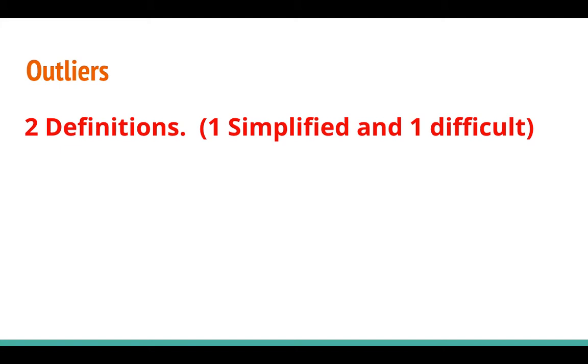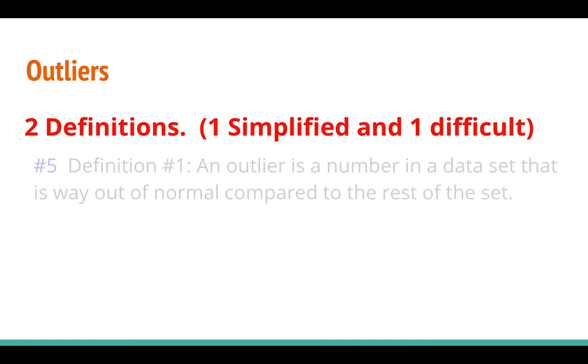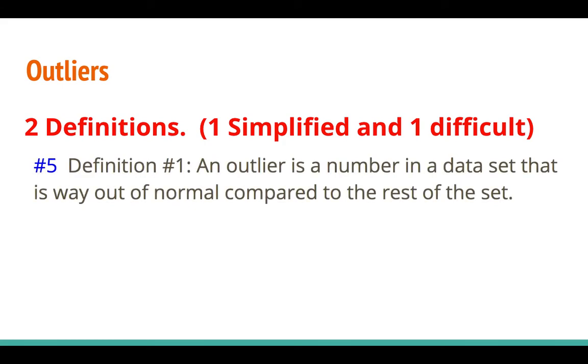Cool. Last vocab term is outliers. And really there's two definitions I like to think of. One is simple and one is difficult. We're going to start with the easy, simple definition. And if we have time or at the end, I'm going to stop the video. Let me say this differently.